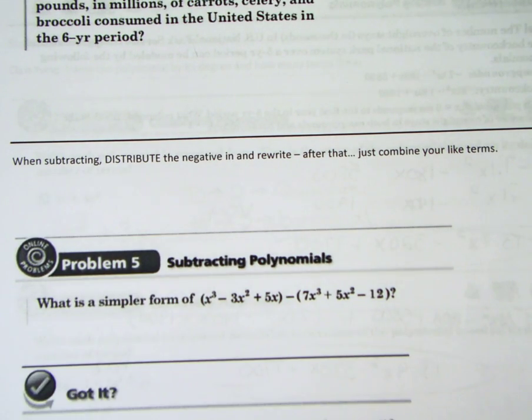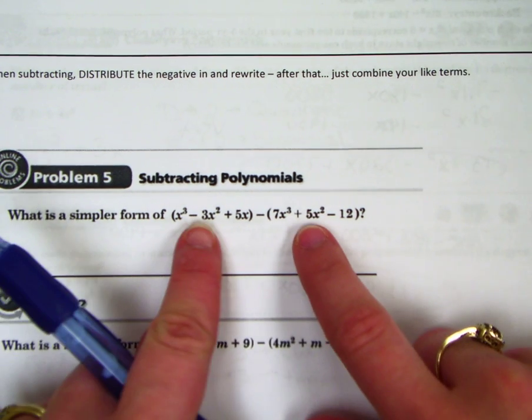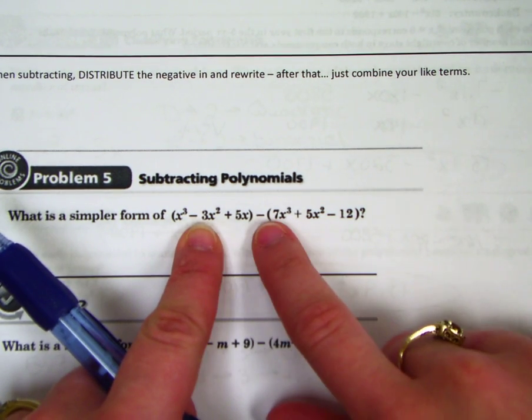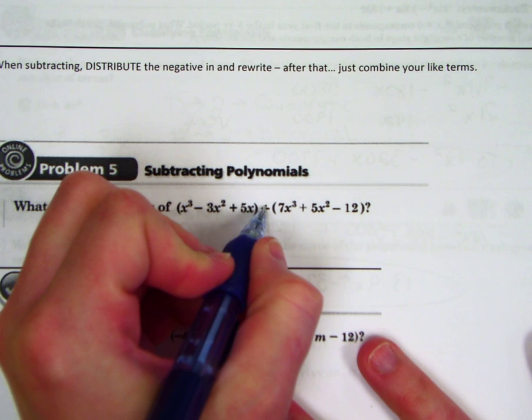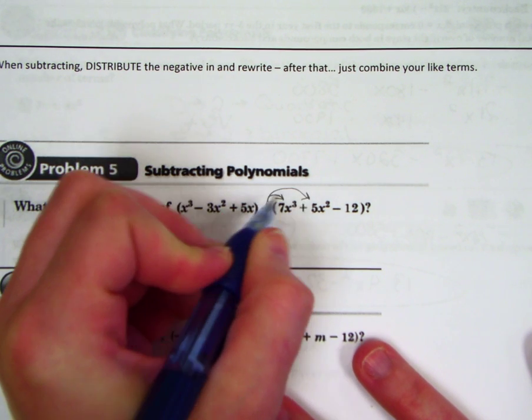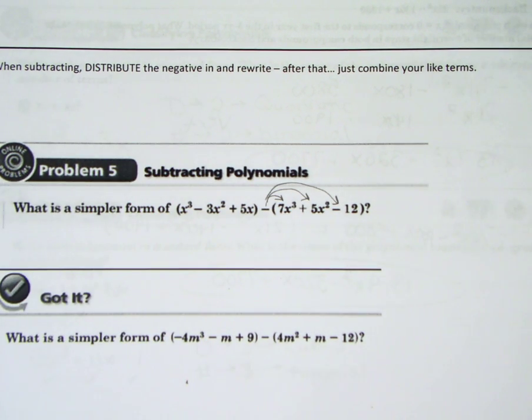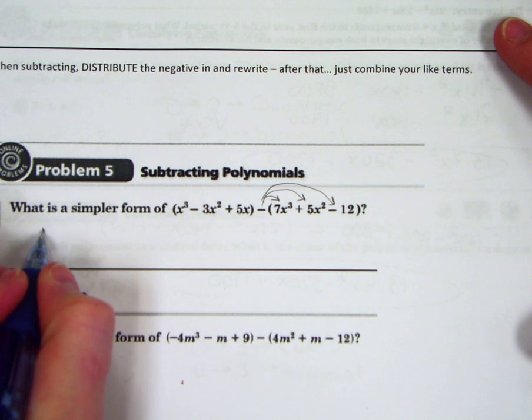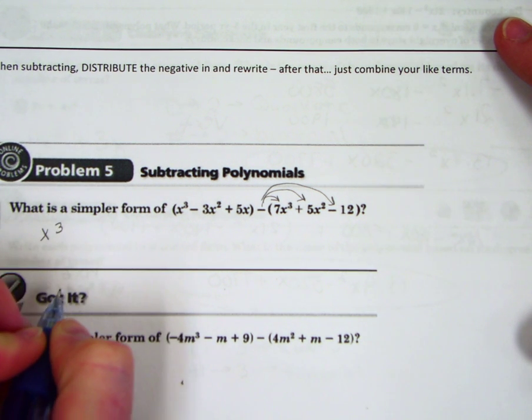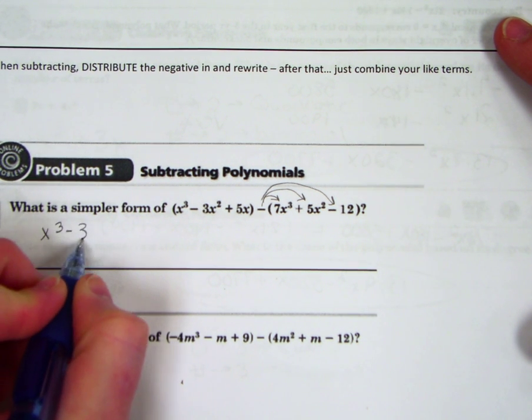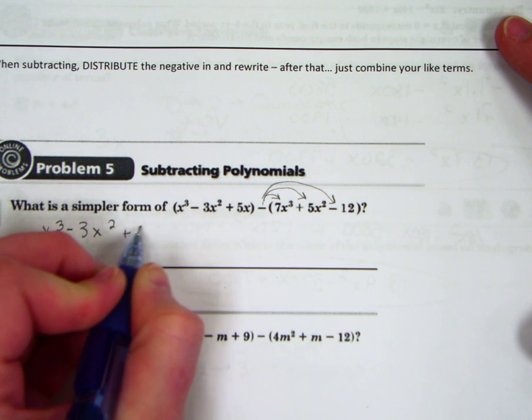Now we're going to go on to subtracting. If you can remember to distribute a negative, that's all that you have to do. Look at problem 5. We have two polynomials, and I have a minus sign between them. Simply take this negative, it's almost like a negative 1, it is like a negative 1, and you're just going to distribute it in. So the first is not being changed: x cubed minus 3x squared plus 5x.